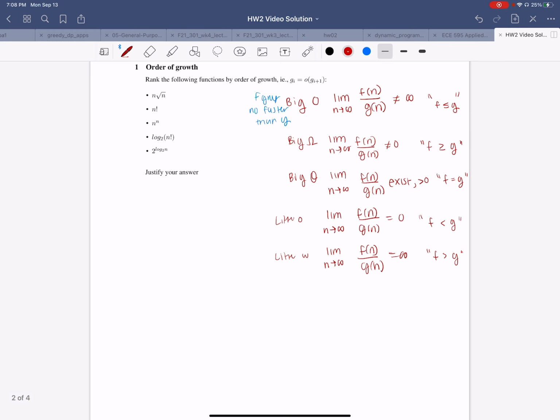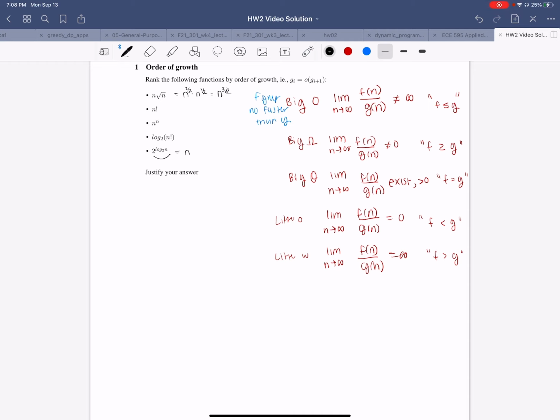So the best way to approach this problem is to first make some basic simplifications. So using log rules, we know that this is just equal to n. And then we also know that this is equal to n times n to the 1/2. This is n over 2 over 2. And then this is equal to n to the 3/2.